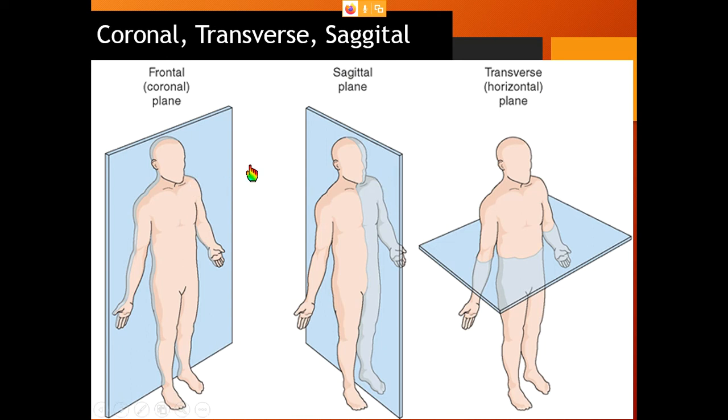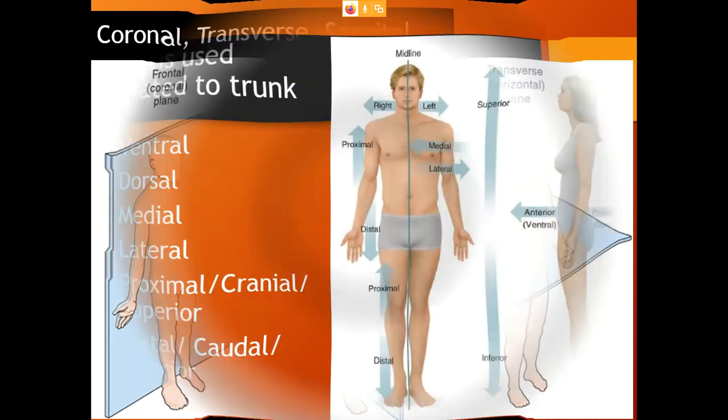Then coming to the next plane, the sagittal plane. Sagittal plane is a paramedian plane. Para means outside, surrounding or outside. So by the help of the sagittal plane, we can get two unequal halves. Then the transverse plane. By the help of this transverse plane, we can get upper half and the lower half. Okay, these are the different planes.